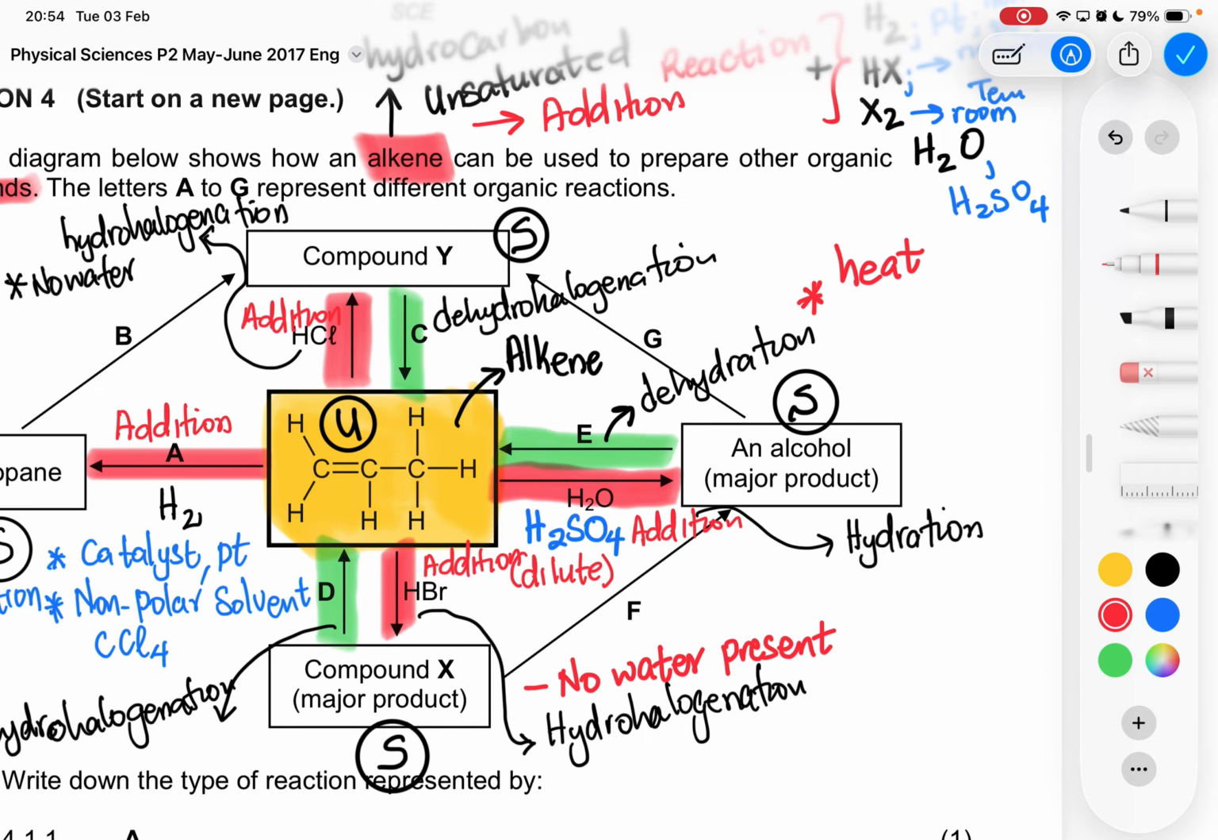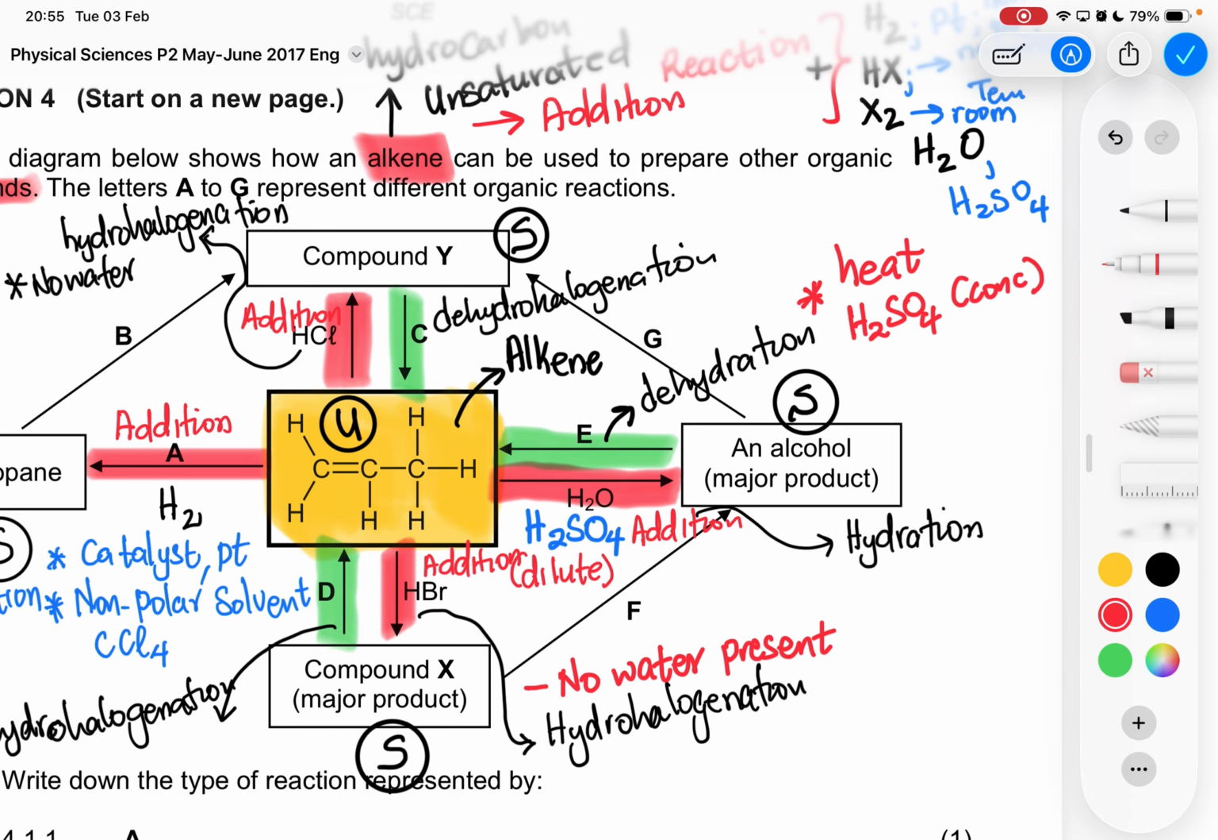No, Pasha, no. So here we need H2SO4, and this is concentrated. So we need a concentrated sulfuric acid. Remember, when you add, you need to dilute sulfuric acid. As long as you're adding water, sulfuric acid must be there.